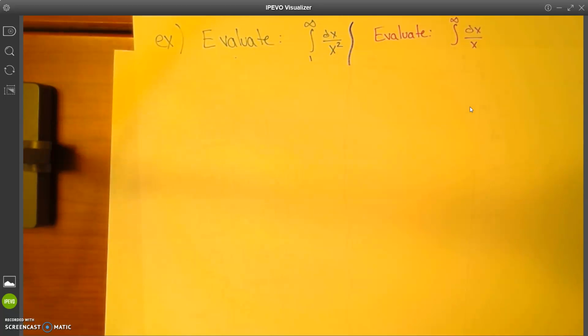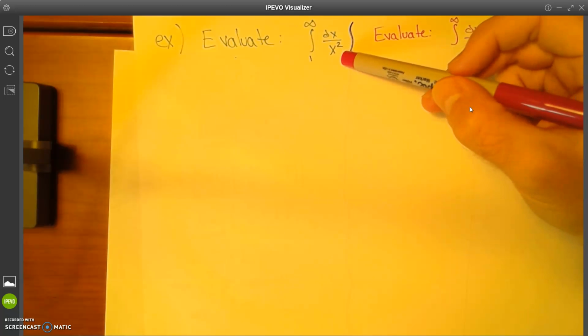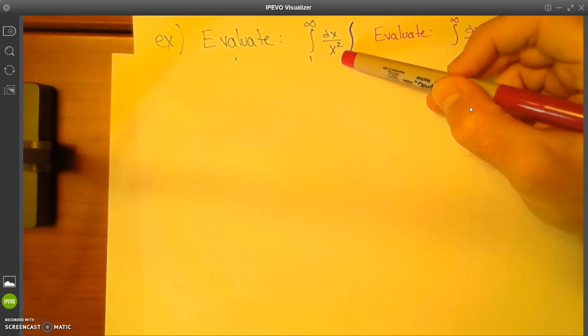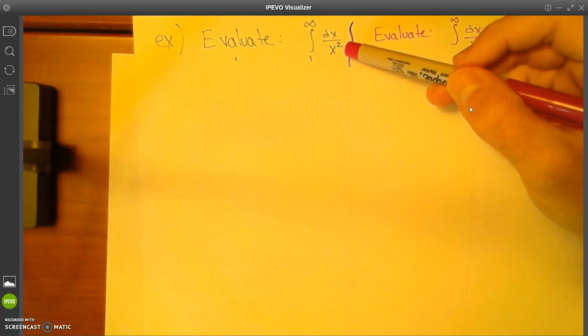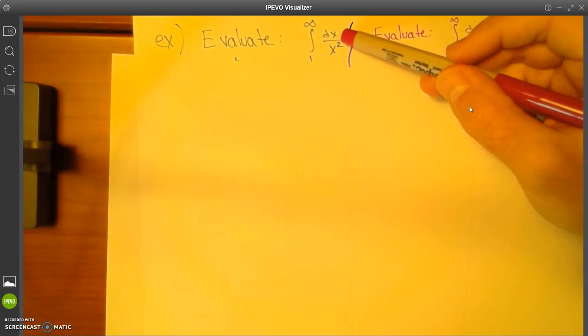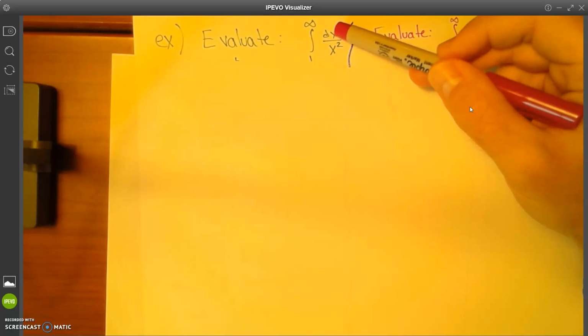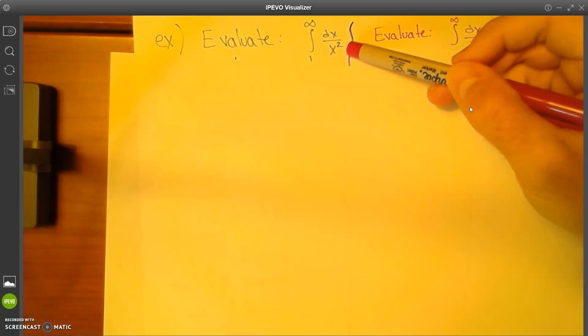So we're going to evaluate, we'll start with one of them and we'll figure out which case it is. The improper integral from 1 to infinity of 1 over x squared dx. I put the dx in the numerator, but this is essentially 1 over x squared.